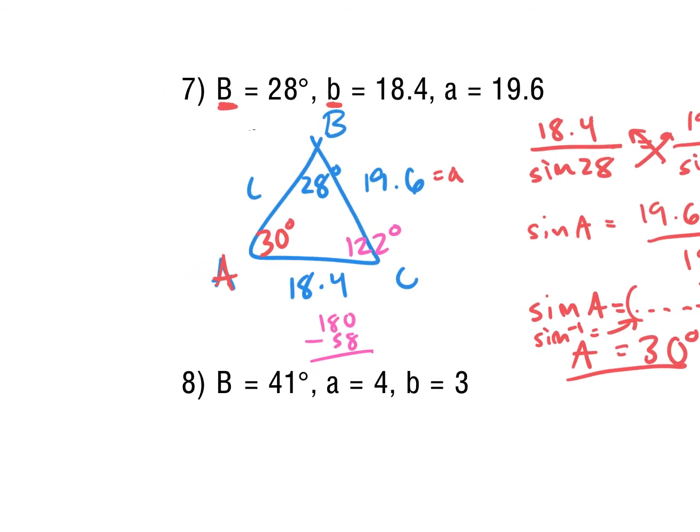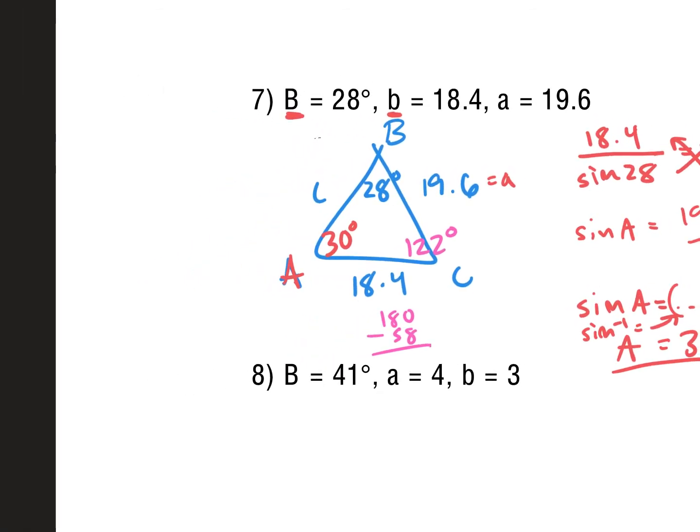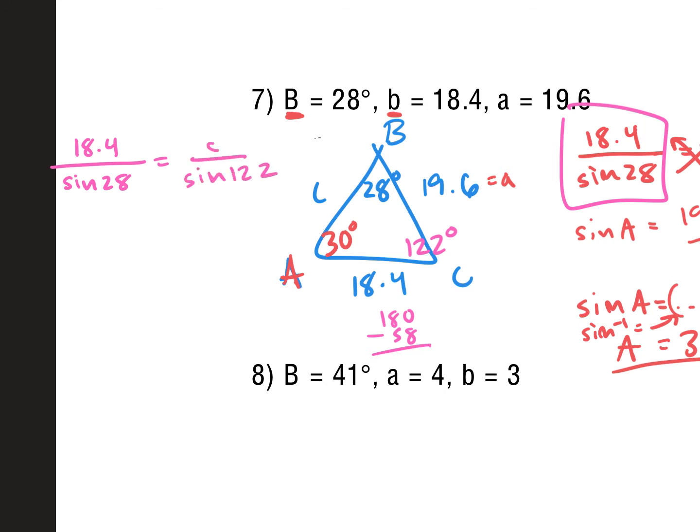And then how can I find side C? Set up the proportion. So since B's were given to me from the start, I'm going to use that same proportion. So I have 18.4 over sine of 28 is equal to C over sine of 122. Cross multiply and divide. So I get 18.4 times sine of 122 over sine of 28. So what's side C? 33.2.